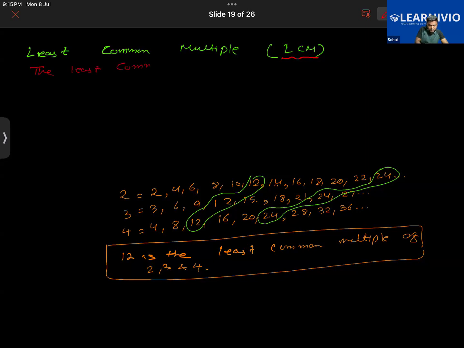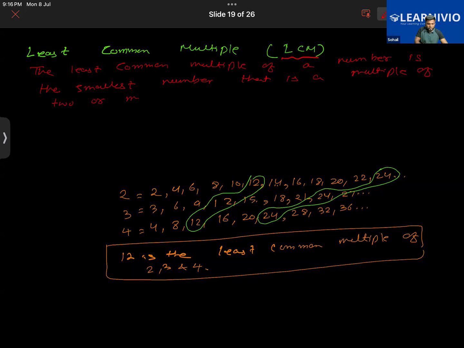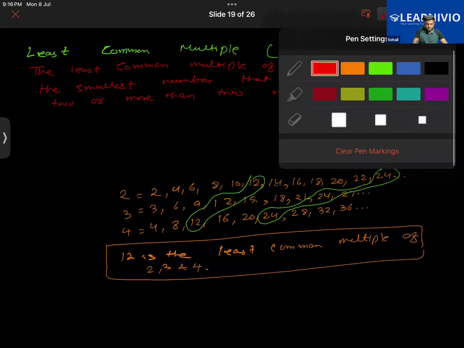The least common multiple of a number is the smallest number that is a multiple of two or more than two numbers. Write down the definition, then I will be giving you some questions to solve.